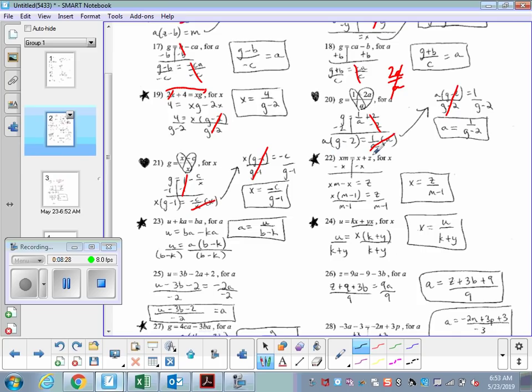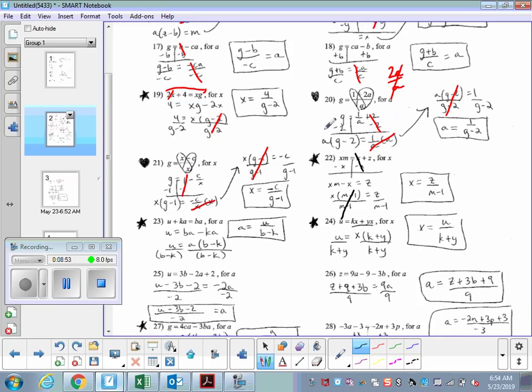So for number 22 here, we are going to solve it for x. So I've got an x on both sides, so I'm just subtracting x to now have xm minus x. And now because of that x in both terms, I can factor out the x. So x times m would be xm, and x times negative 1 would be the negative 1x right there. And now I'm just dividing both sides by this m minus 1, and x equals z over m minus 1.